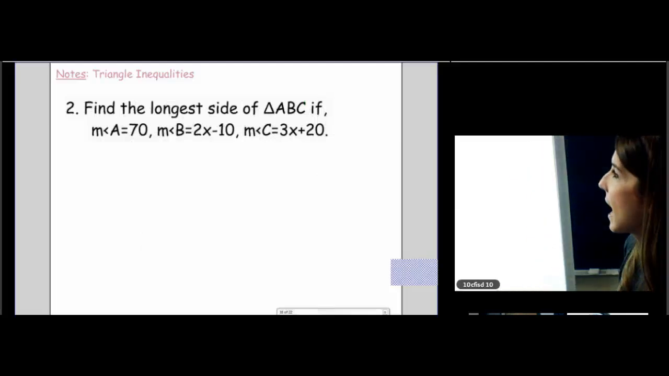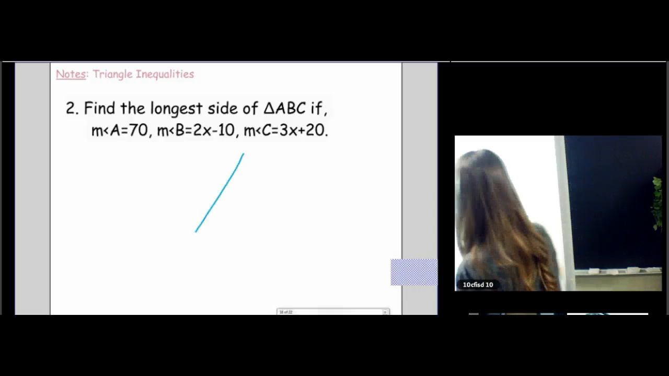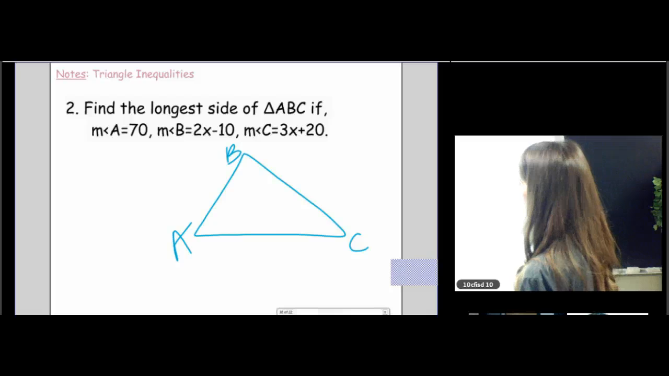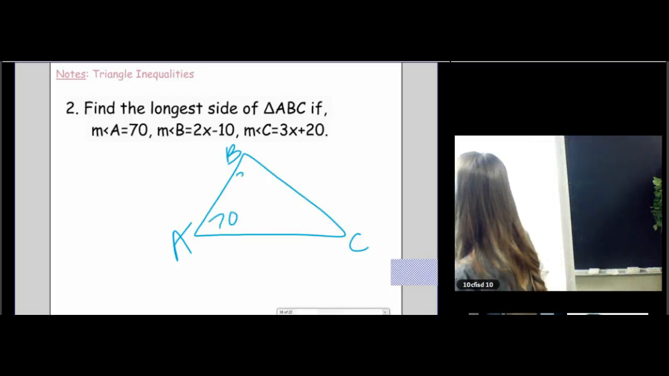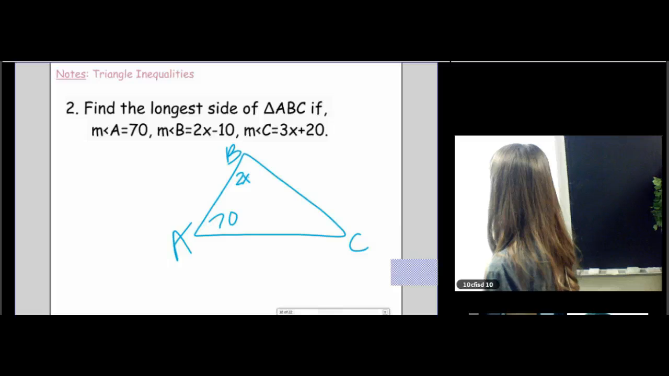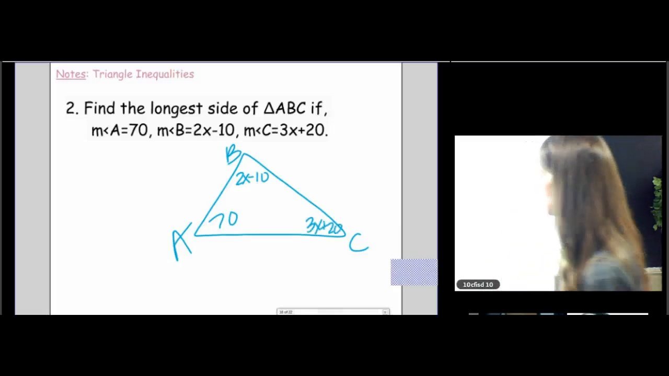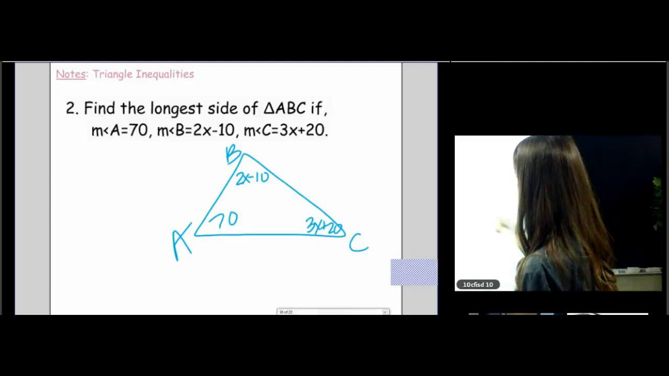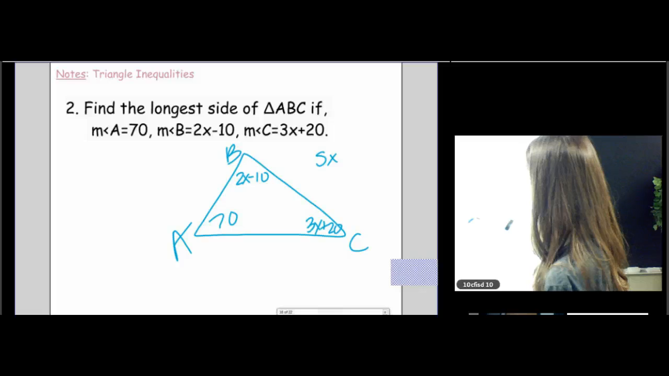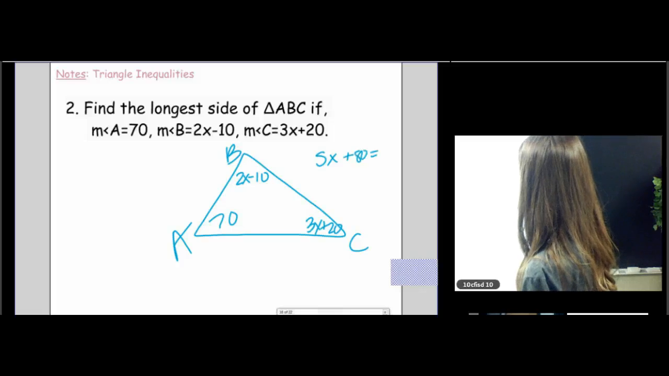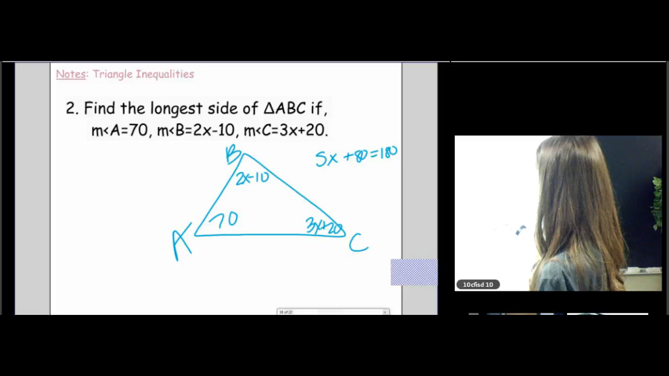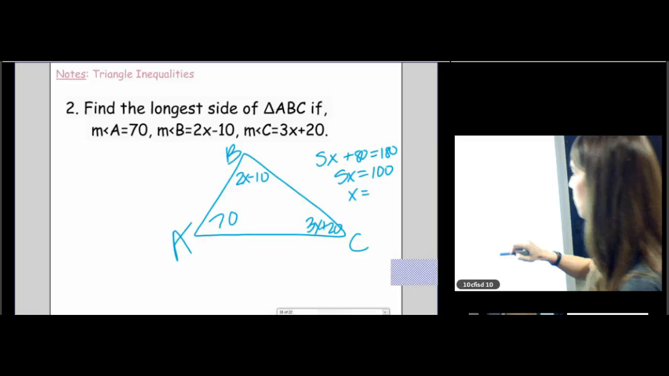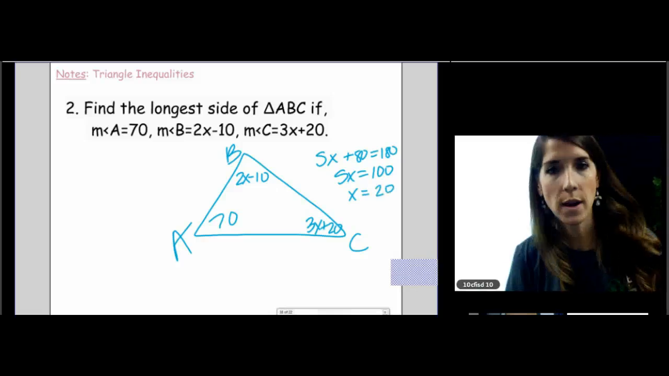Find the longest side of ABC if... Draw a picture, draw a picture, draw a picture. Find the longest side if A is 70, B is 2x minus 10, and C is 3x plus 20. So the first thing we would do here is find x. So we're going to add those together to equal 180. Let's see, 5x plus 80 equals 180. I just added them together and combined like terms. 5x equals 100, x equals 20.